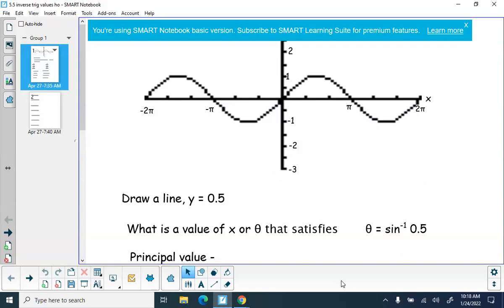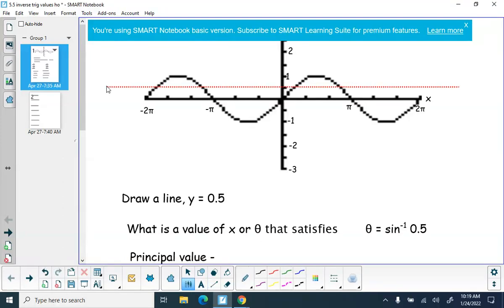If we take a look at the graph of the sine function here, this is the graph of the sine function. If we would draw a line at y equals 0.5, this would be our line at y equals 0.5.